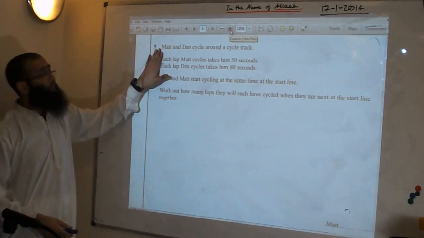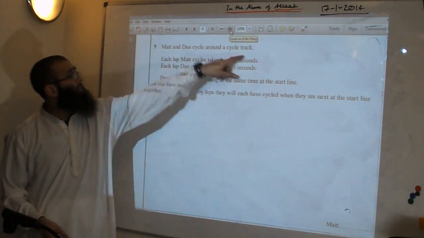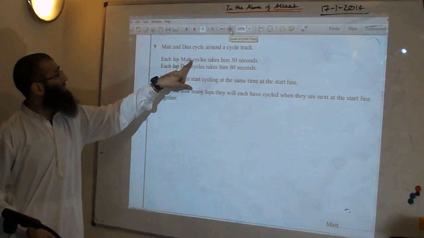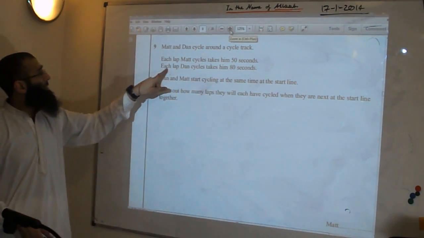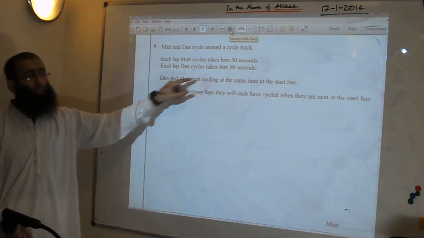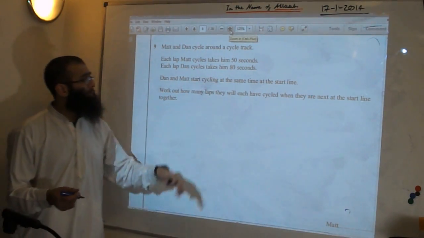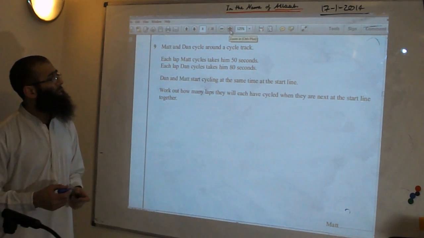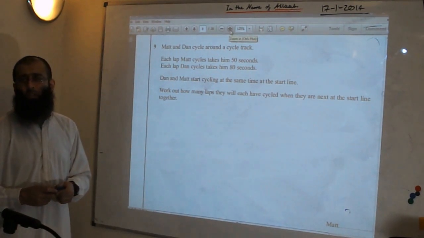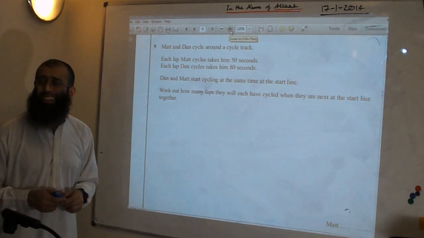That's beautiful. Question number 9. Matt and Dan cycle around a cycle track. Each lap takes Matt 50 seconds. Each lap takes Dan 80 seconds. Dan and Matt start cycling at the same time at the start line. Work out how many laps they will each have cycled when they are next at the start line. So this is looking for the LCM.